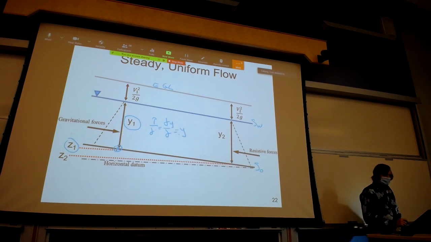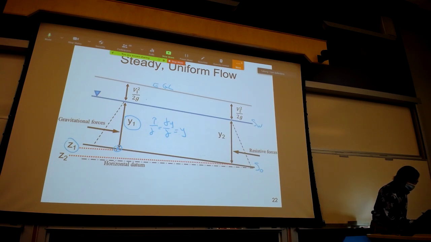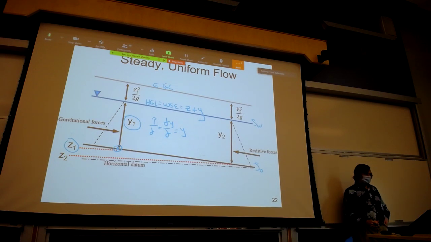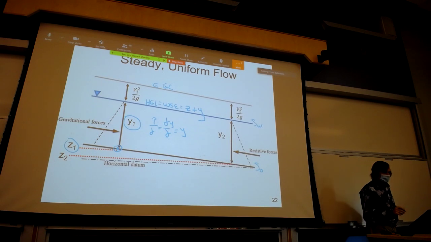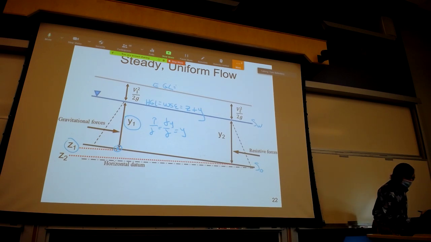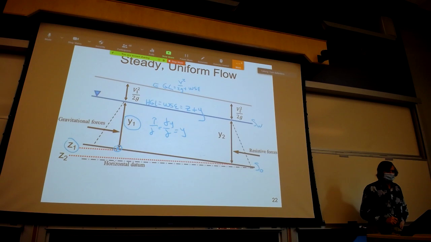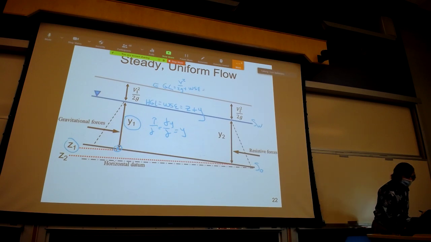is just y. So the water surface elevation is equal to the hydraulic grade line, which is the elevation of the deepest part of the cross-section plus the depth of flow to the free surface. And the energy grade line is always going to be V squared over 2g above the hydraulic grade line, which again is V squared over 2g plus y plus z.